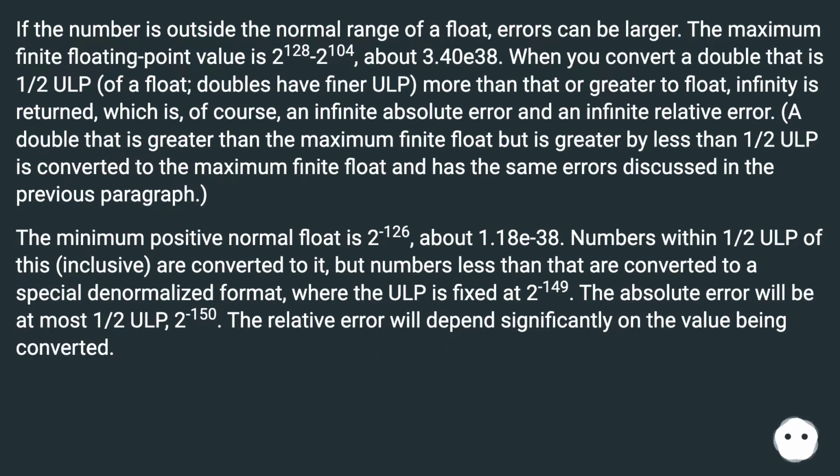A double that is greater than the maximum finite float but is greater by less than 1/2 ULP is converted to the maximum finite float and has the same errors discussed in the previous paragraph. The minimum positive normal float is 2^-126, about 1.18 times 10 to the power of -38. Numbers within 1/2 ULP of this, inclusive, are converted to it, but numbers less than that are converted to a special denormalized format, where the ULP is fixed at 2^-149. The absolute error will be at most 1/2 ULP, 2^-150. The relative error will depend significantly on the value being converted.